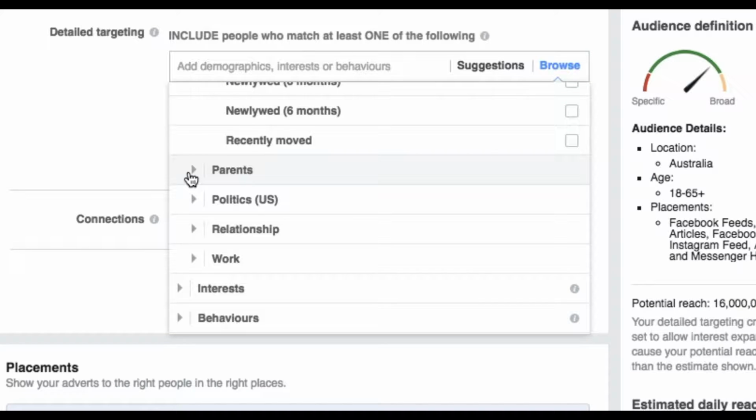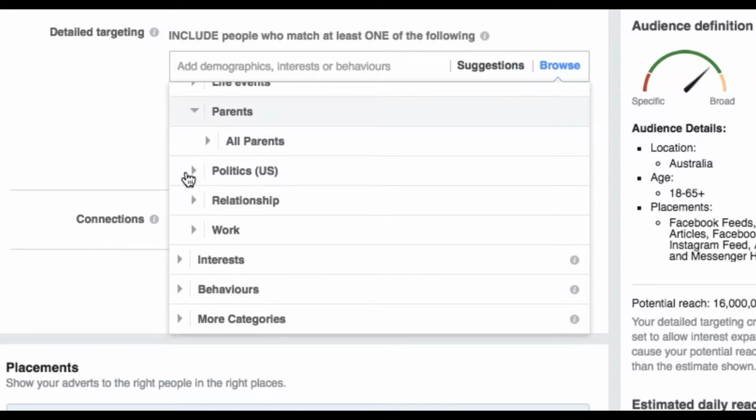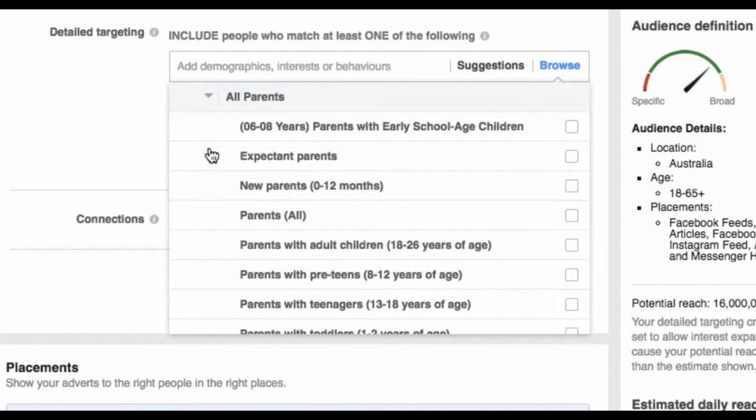The next one that I see so many people not even knowing exists is you can actually target parents. And when I say parents, I mean down to the age of the children.